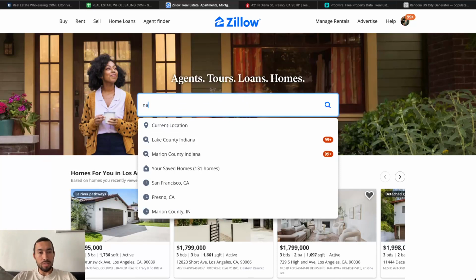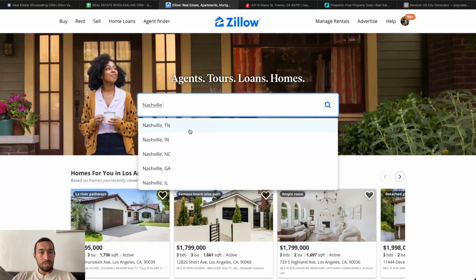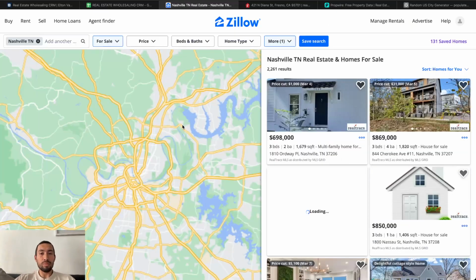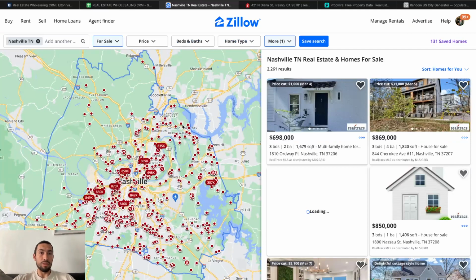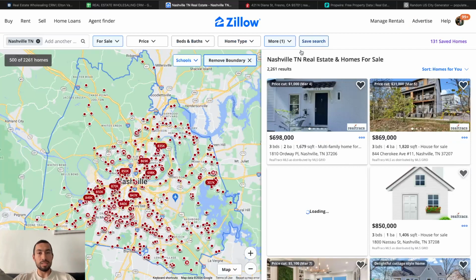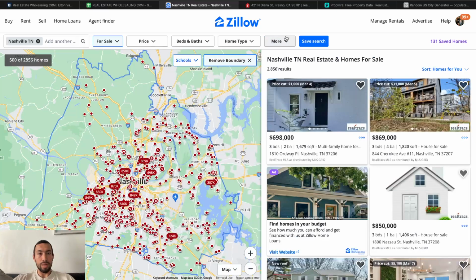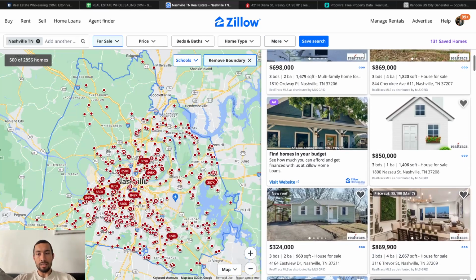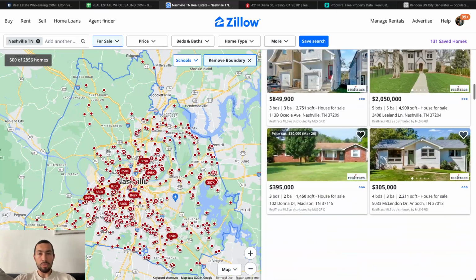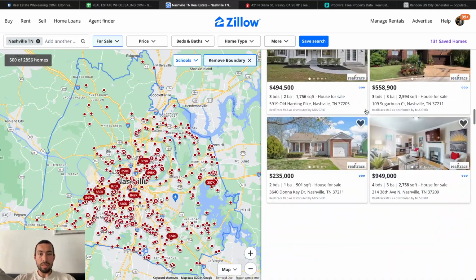So we're going to be looking here at Nashville, Tennessee. If you're looking for properties, let's say you happen to be in Nashville, Tennessee, I'm going to reset all these filters as well. Again, I just want to help Zillow out, give me all the data. And if you're looking at properties right here on the right side, bam, these are all the current properties.